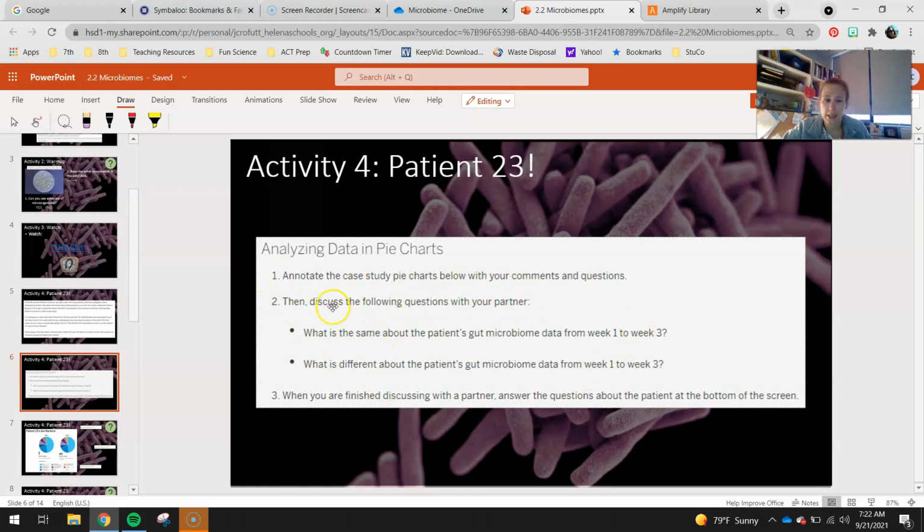But think about these answers to these questions. What is the same about the patient's gut microbiome data from week 1 to week 3, and what is different? Those would be good things for you to annotate as well. When you are finishing discussing with a partner, answer the questions about the patient at the bottom of the screen.